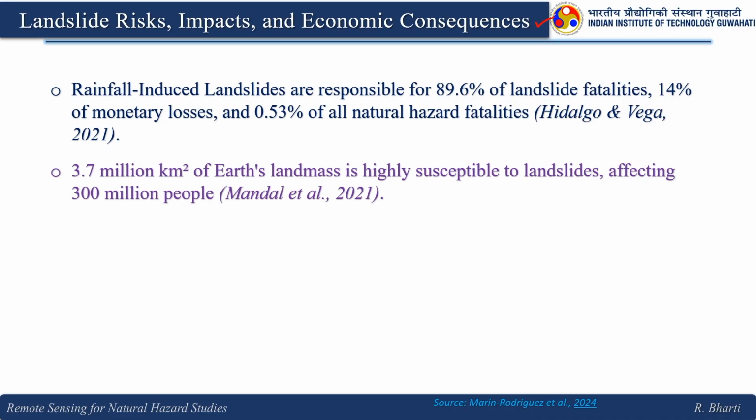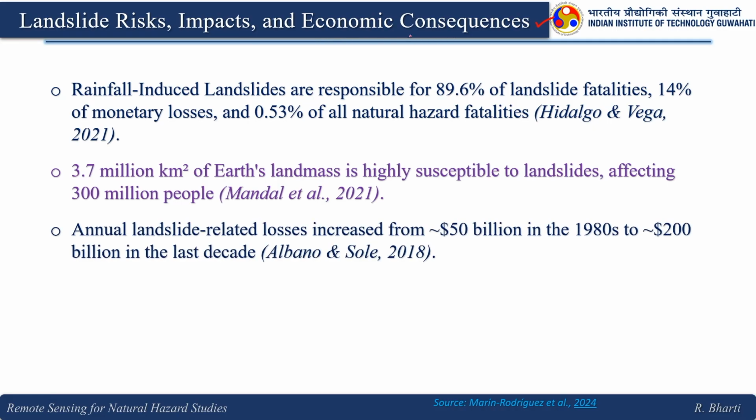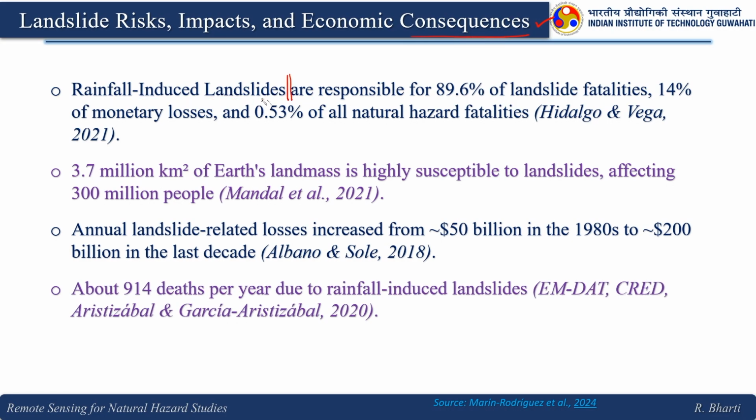When we talk about the landslide risk, impact and economic consequences, rainfall induced landslides are very common and they are responsible for 89.6% of the total landslide fatalities, 14% of the monetary losses and 0.53% of all natural hazard fatalities. That is reported by Hidalgo and Vega in 2021.